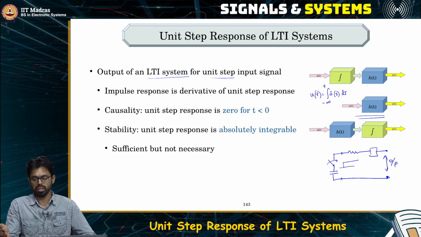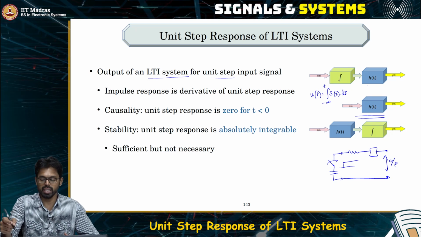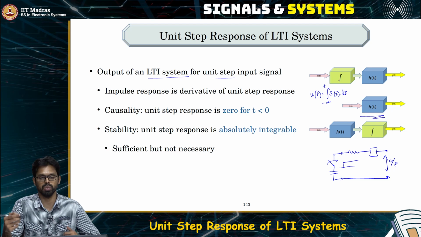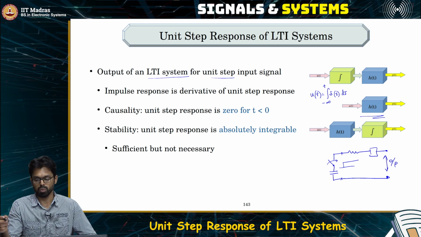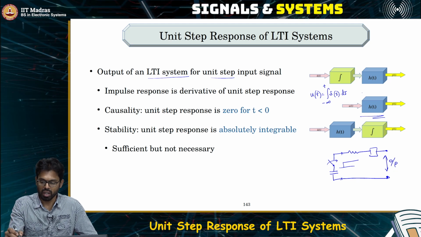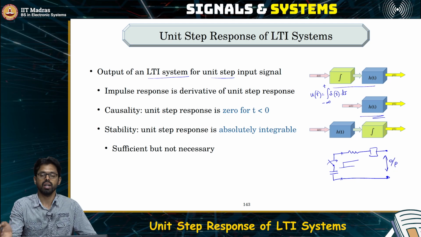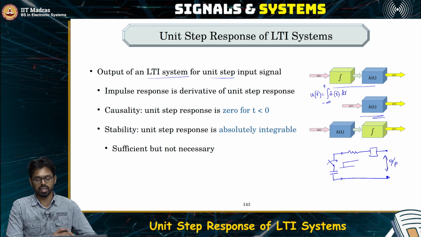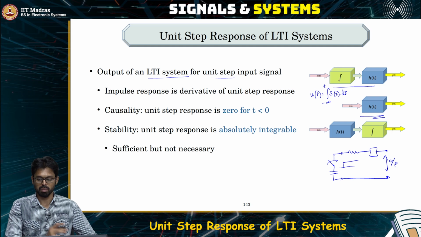So what have we done here? Now we have introduced another LTI system in front of the actual system. This h of t is the LTI system which we wanted to characterize. But what have we done? We have cascaded an integrator in front of this LTI system. But we know that the integrator is also an LTI system.